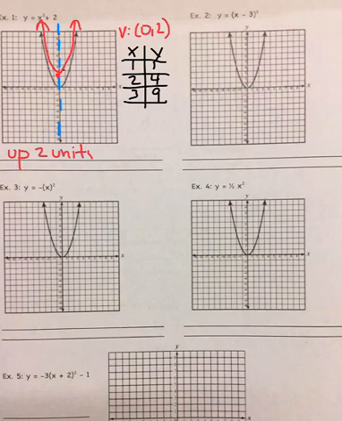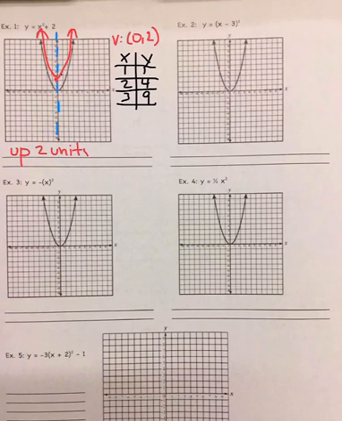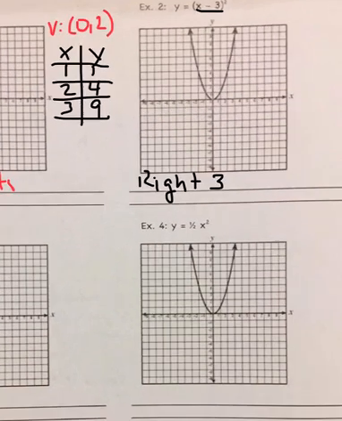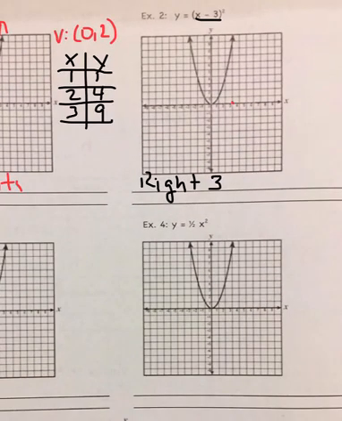If I look at number 2, I have (x minus 3) quantity squared. So in this case, I'm shifting right 3. So my vertex is going to be right there. I'm going to be doing the same thing. That means my vertex is at (3, 0).